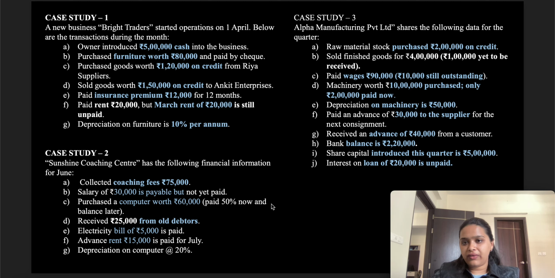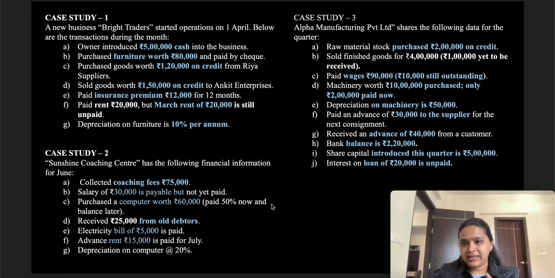Second one is sold finished goods for 4 lakh, 1 lakh yet to be received. First of all, they have made a sale of 4 lakh, so that is their revenue. Next, they have made the sale of 4 lakh, but 1 lakh they have not received. So that is the sundry debtors for them. Because what we learned is, if we made any sale on credit, that is the sundry debtors. So in this case, 1 lakh is a sundry debtors for us.